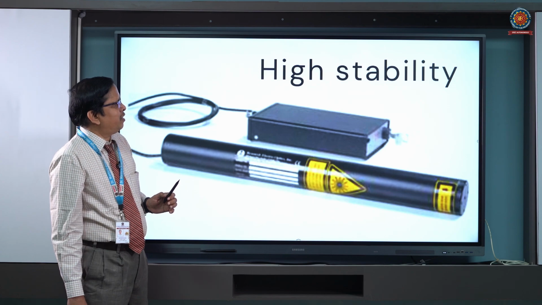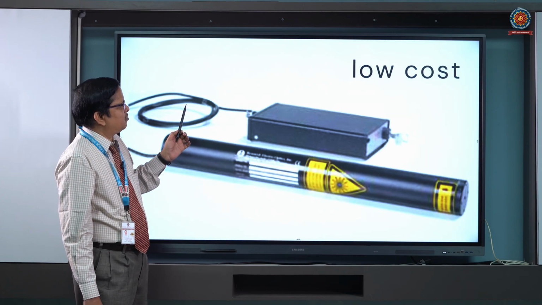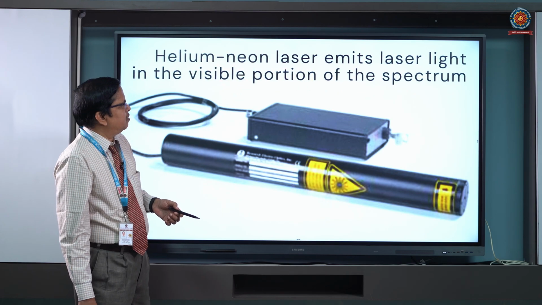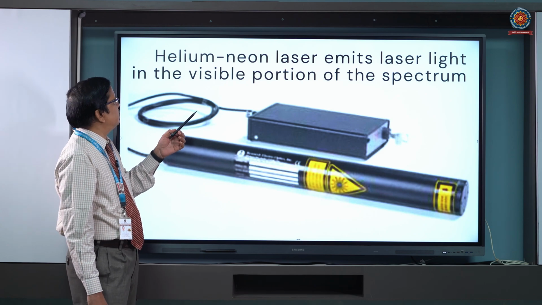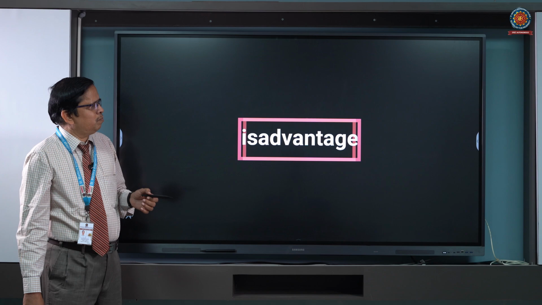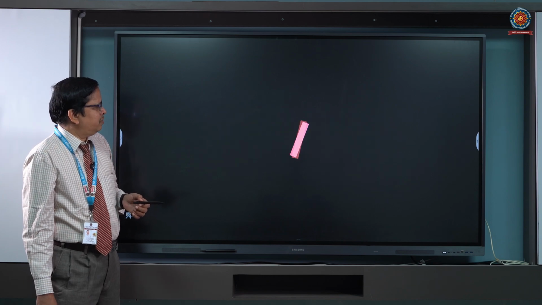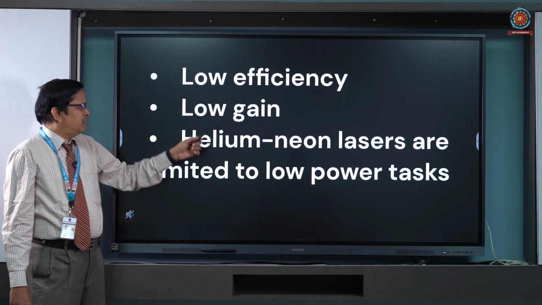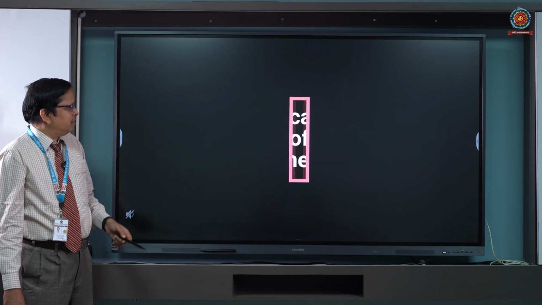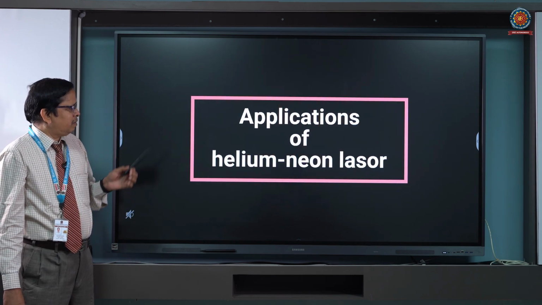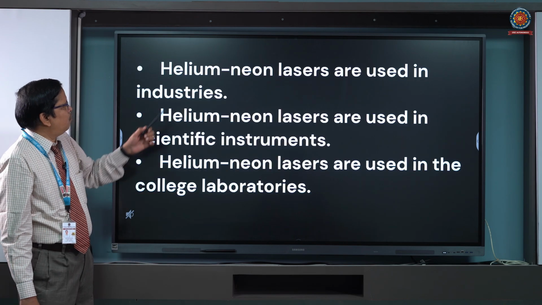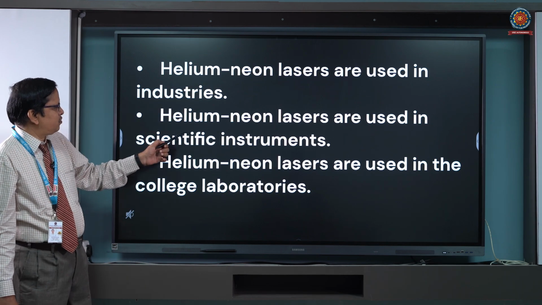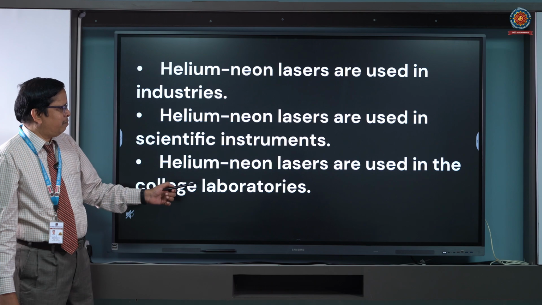Then we look at the advantages of this helium neon laser. Advantages are low cost, and they can be operated at high temperatures also, and they normally produce a laser beam in the visible region. That is one advantage. Then the disadvantages of this laser are as follows. The efficiency of this laser is very low, and the gain of the medium is also low, and it is normally used only for low power applications. Now let us see the applications. It is used in industries, in scientific instruments, and in college laboratories.